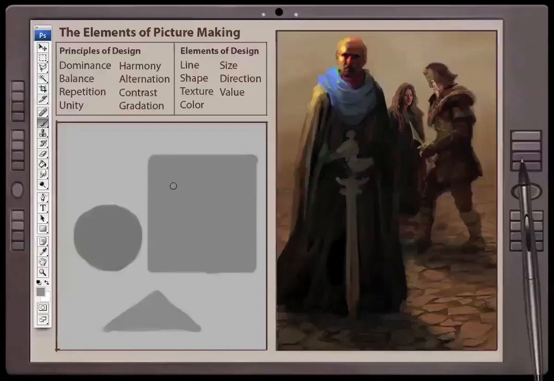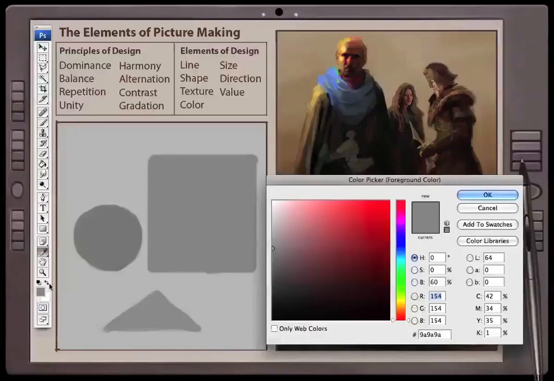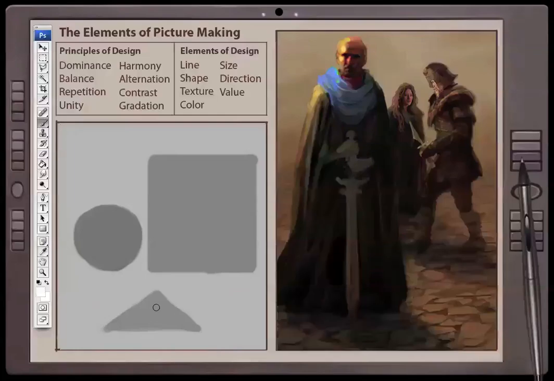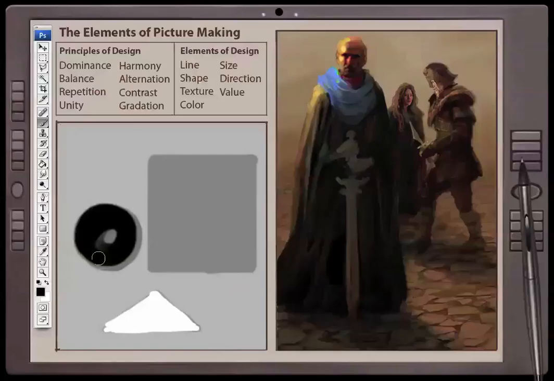Getting back to this black and white here, what I want to do is change the value of the triangle, make that white, and then I'll change the value of the circle as well and turn that into a black. Now you see that each one of these shapes has a different value. Now the circle is a discord. It doesn't unite with the other shapes.